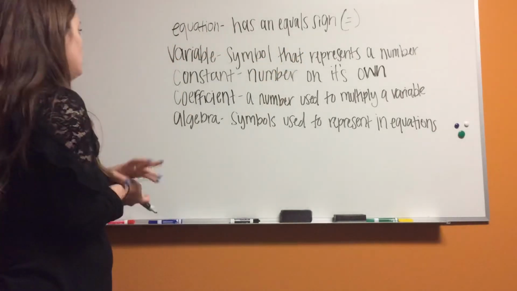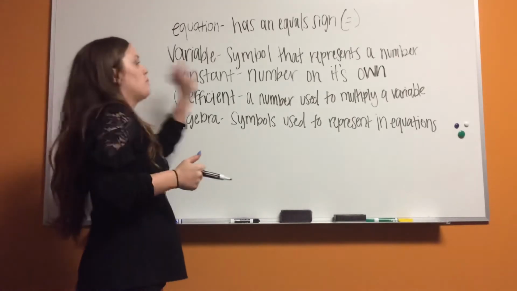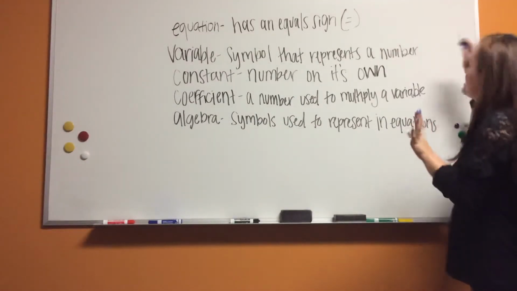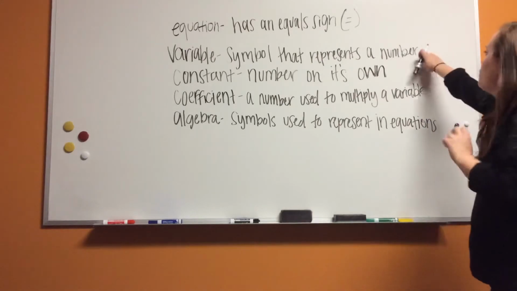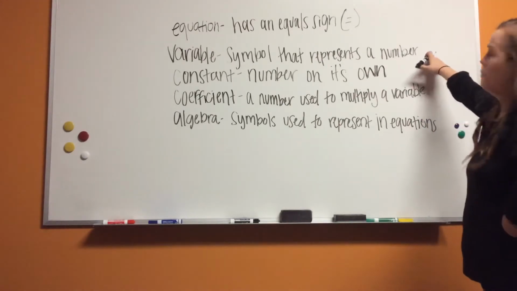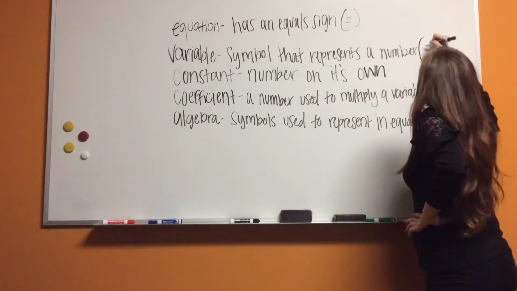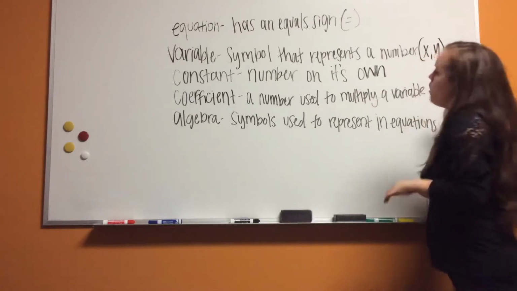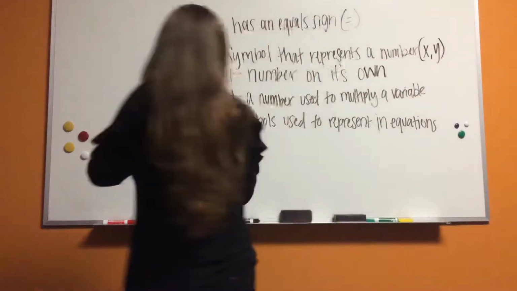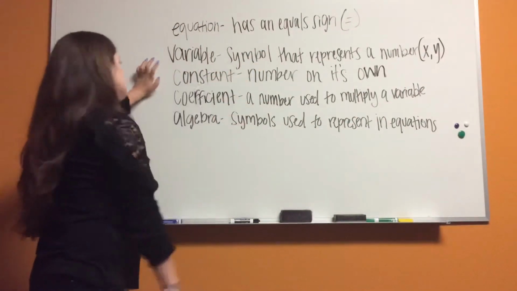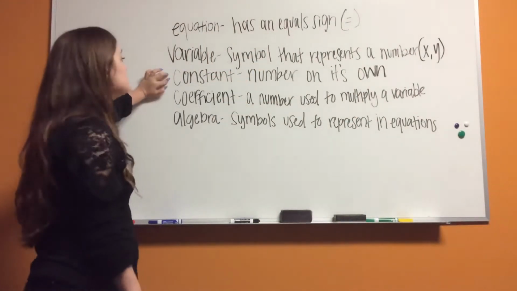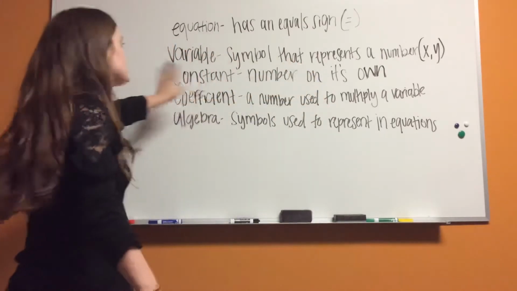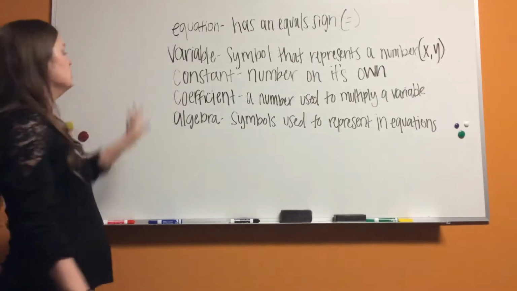A variable is a symbol that represents a number, and this could be any symbol. It doesn't have to be a specific one, even though there is a couple of symbols that you will see most often, X and Y specifically. However, it can be anything. So a constant is just a number on its own, okay? It doesn't change, it's constant.